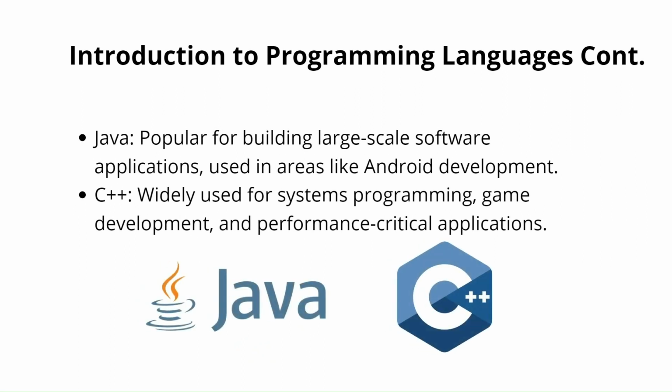Next we have Java, which is popular for building large-scale software applications used in areas like Android development. And then we have C++. It is widely used for systems programming, game development, and performance critical applications. Below we have given logo of both Java and also C++.